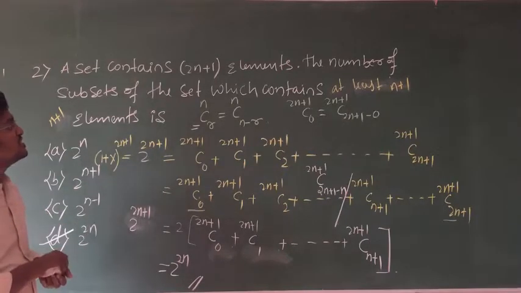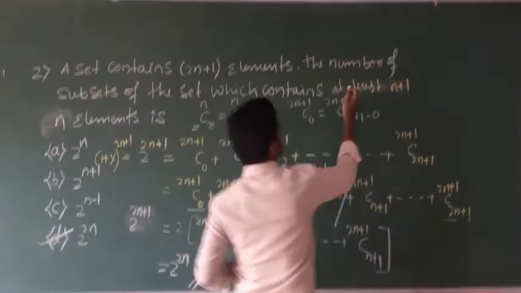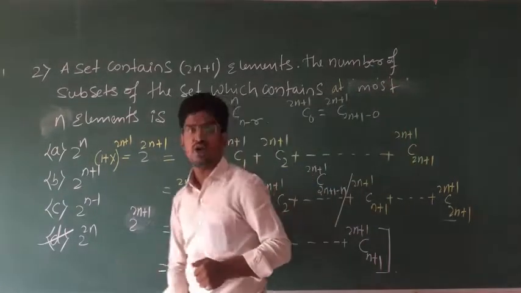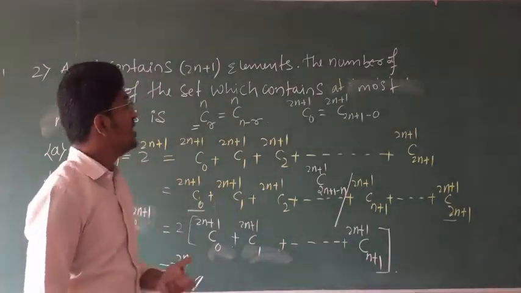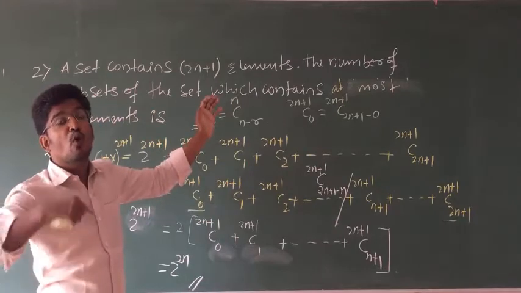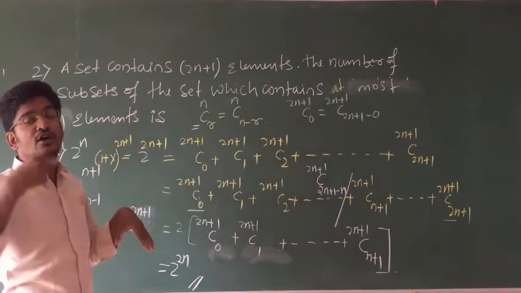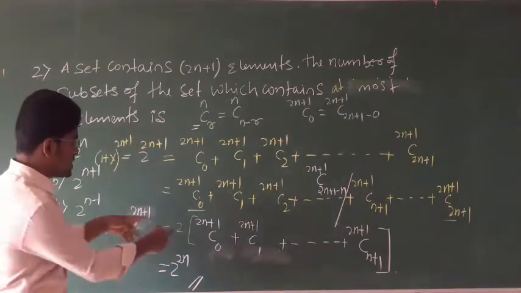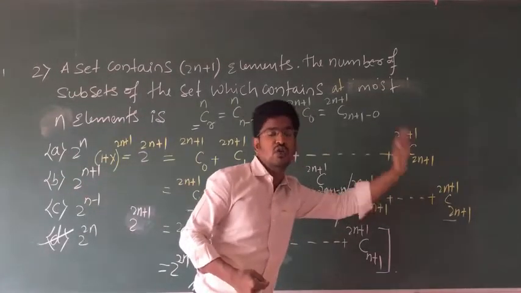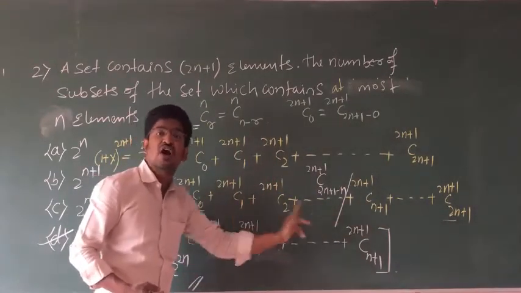The first question was what? Subsets containing at most n elements. Answer is 2 to the power of 2n, or it can also be asked as the number of subsets in which more than n elements are present. The same question can be asked as more than n elements. This is only n elements. More than n elements means the next half. We know that the next half is nothing but the repeat of the first half.